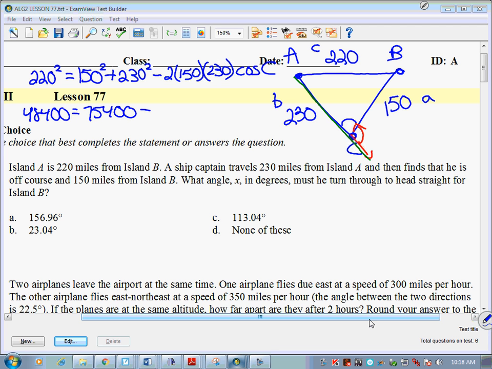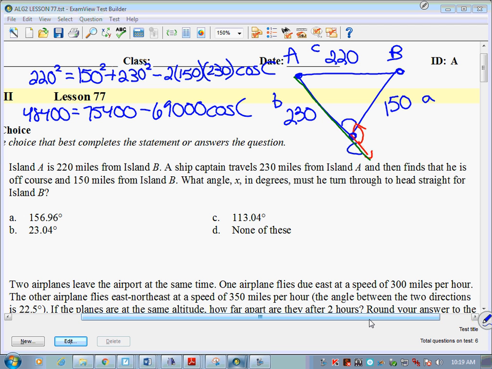75,400 minus, all right, now we will need negative 2 times 150 times 230. Negative 69,000, right? Okay, yeah, so you got negative 300 times 230. And it should come out to negative 69,000. Negative 69,000 cosine C. Now, what I want you to understand about this is that this is multiplication here. All right. So I can't combine 75,400 and negative 69,000. They're not like terms.